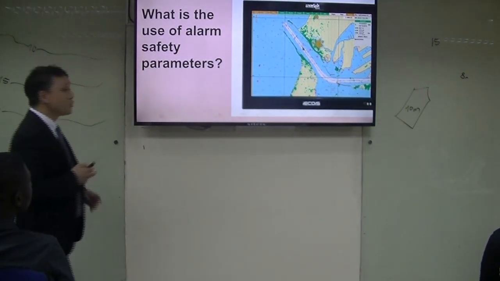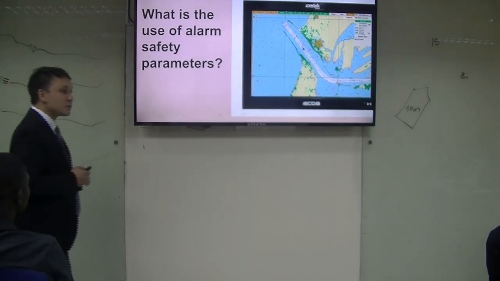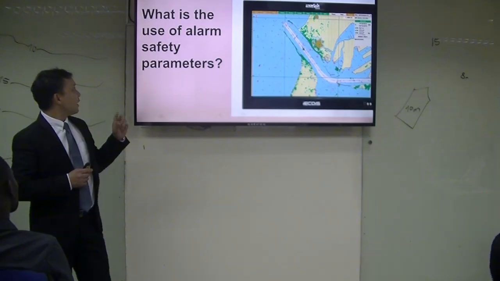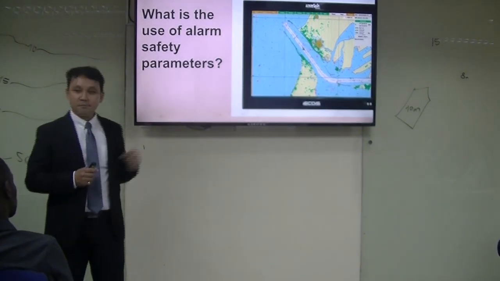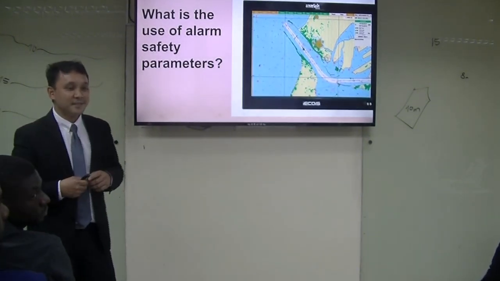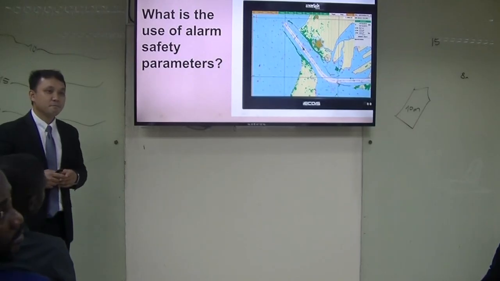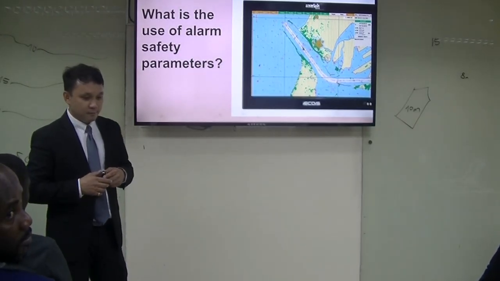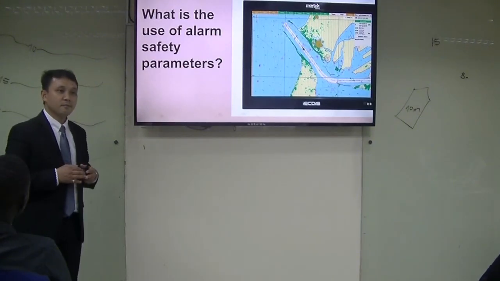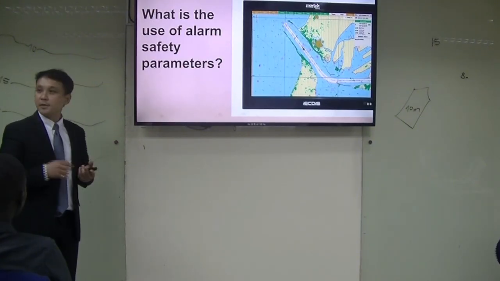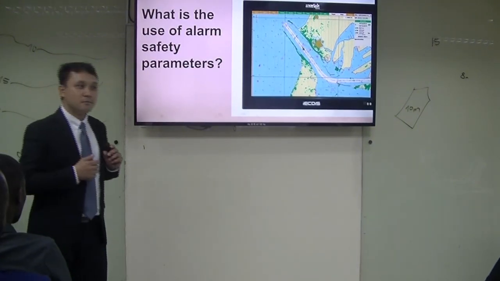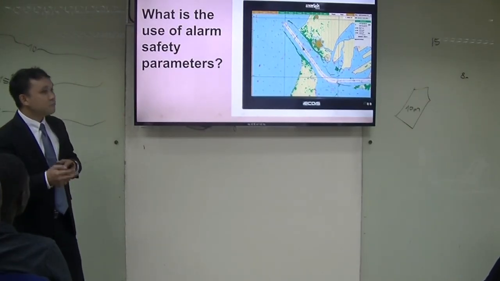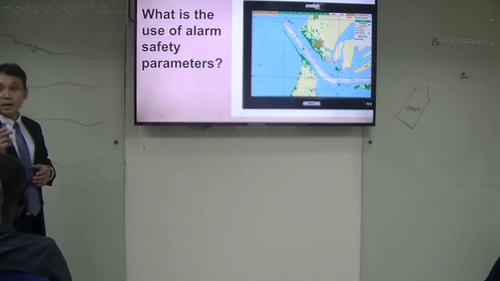So what is the use of alarm safety parameters? Has anybody any idea, from the word alarm? Sir Brian: Alarm safety parameters is used to warn the navigators of any potential hazards or warnings. Yes, right. Somebody else, from the word alarm? Give us warning. Warning. Yeah, correct. Actually, all of you are correct.